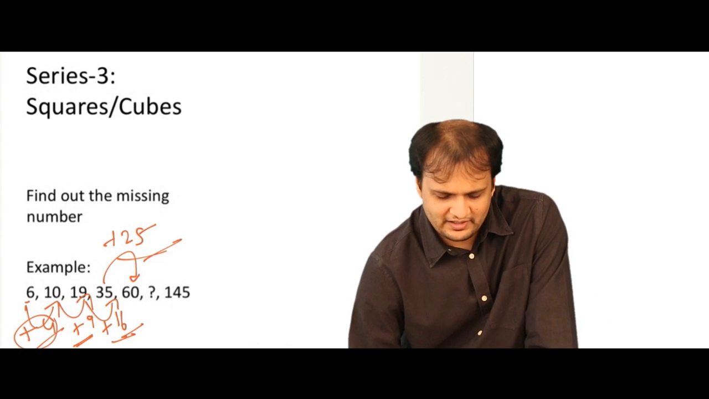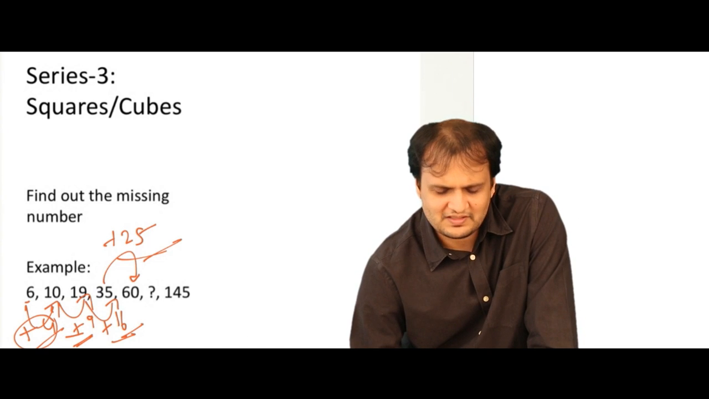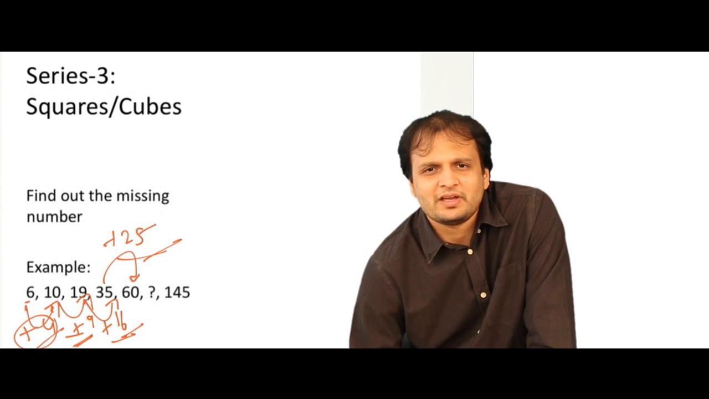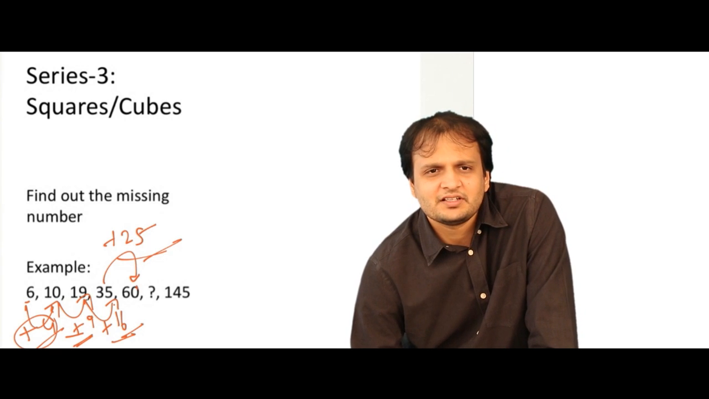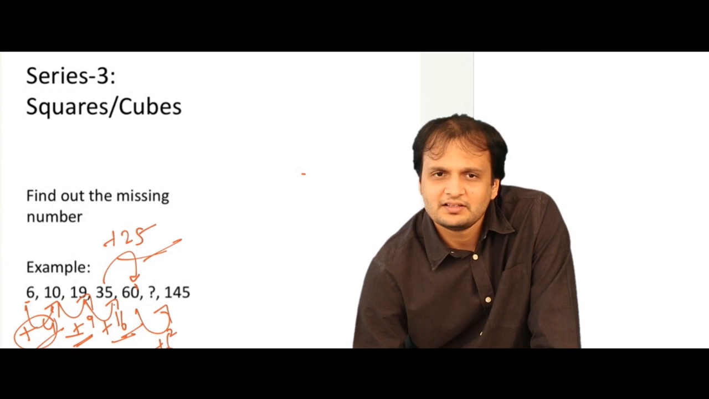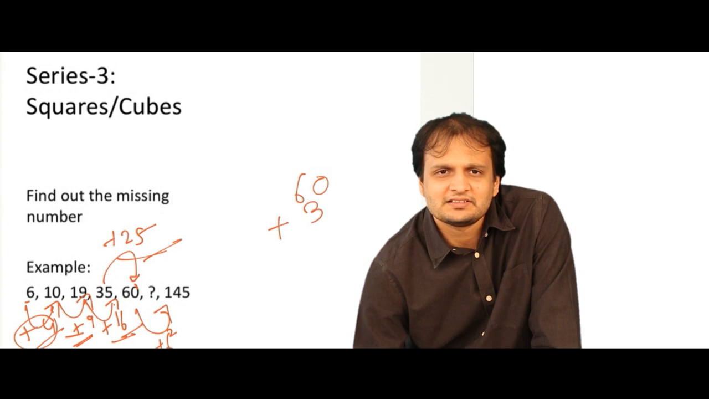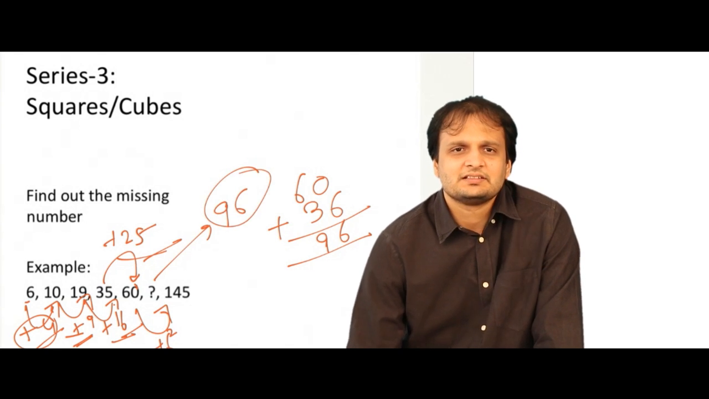So 6 plus 2 square gives 10. 10 plus 3 square gives 19. 19 plus 4 square gives 35. 35 plus 5 square gives 60. 60 plus 6 square should give you the question mark. 6 square is 36. So it gives us a total of 96. So the question mark should be 96.